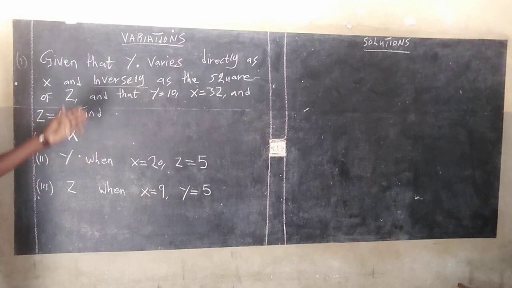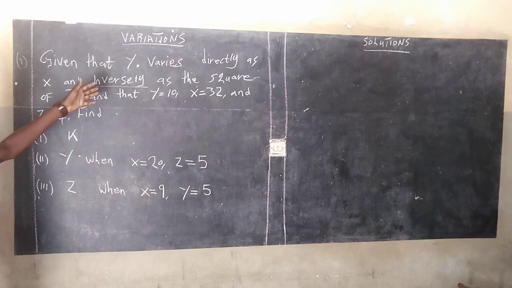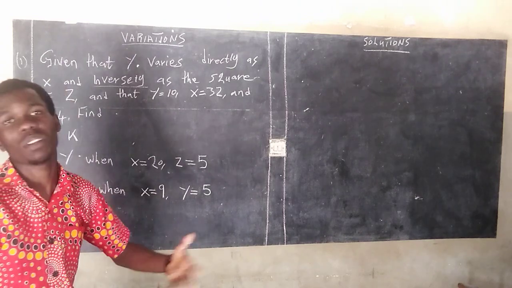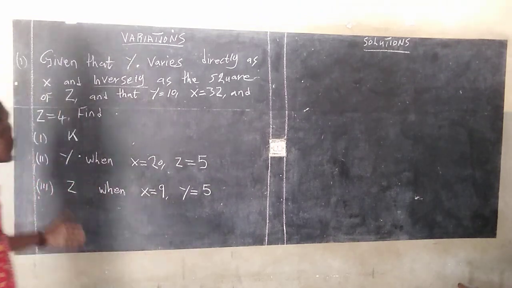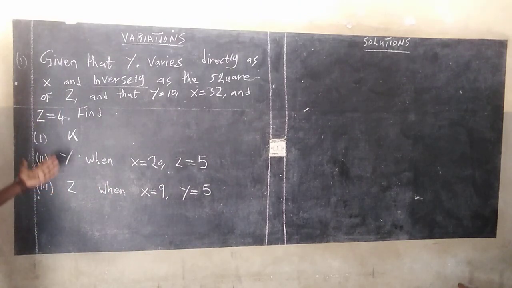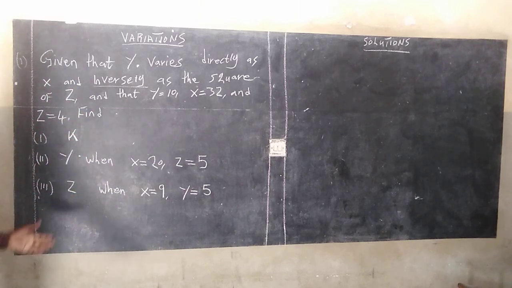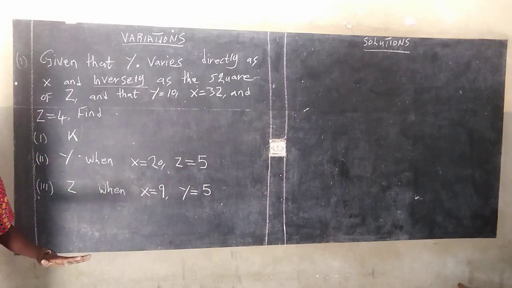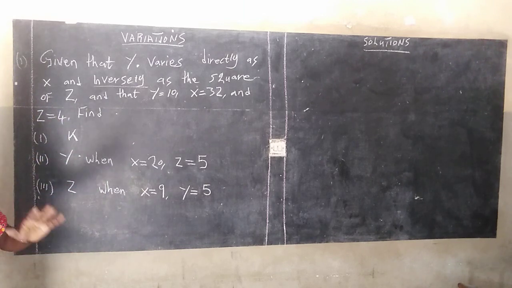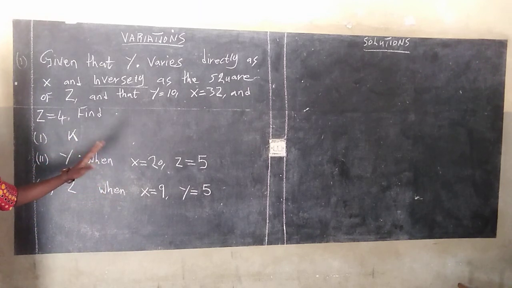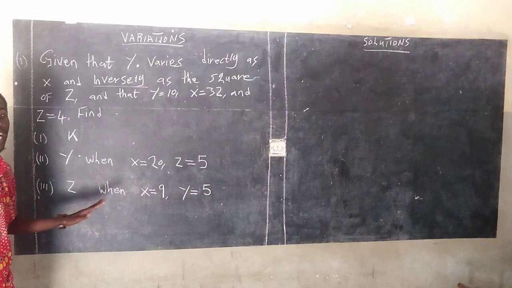But k has not been mentioned in the statement. The examiner is telling us to find k, which has not been mentioned in the statement. We're also going to find y, which has been mentioned, and z, which has also been mentioned. But the tricky part is k, which has not been mentioned.